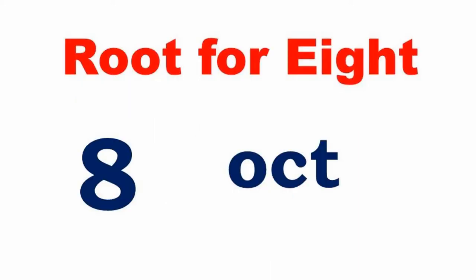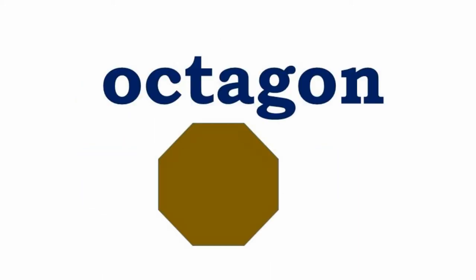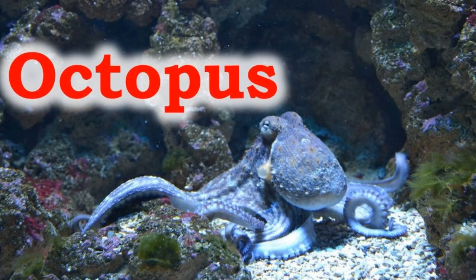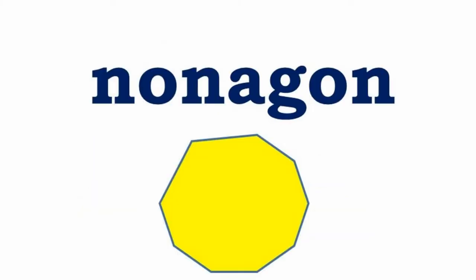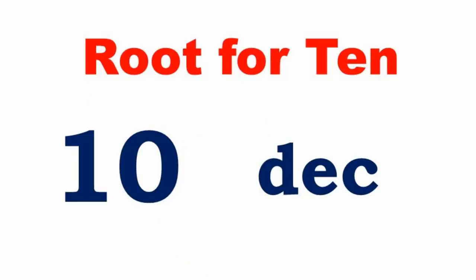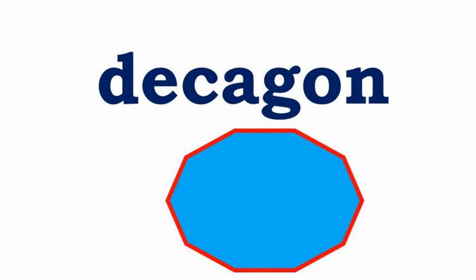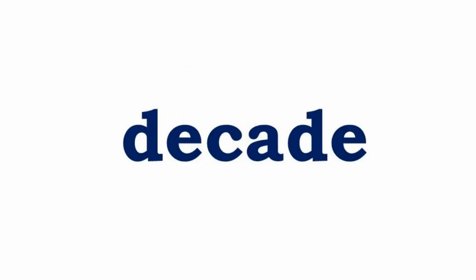The root for 8 is oct, as in octagon, an 8-sided polygon, and an octopus, an animal having 8 legs. The roots for 9 are no, nona, and enia, a nonagon being a 9-sided polygon. The root for 10 is dec, as in decagon, a 10-sided polygon. Decade, a period of 10 years. Decimal, anything based on the number 10, like our standard number system.